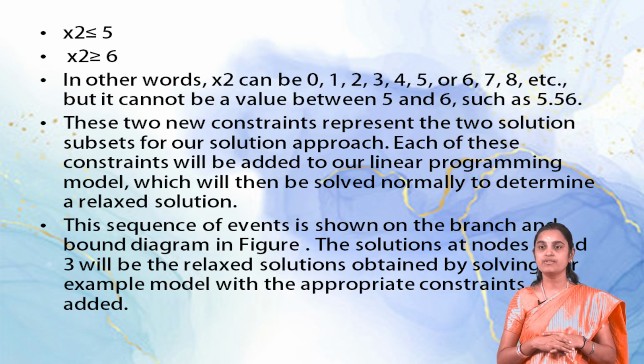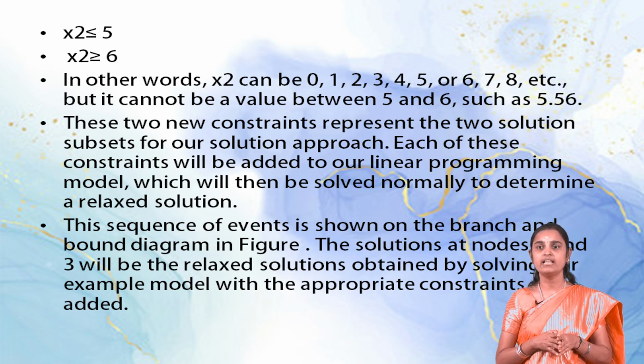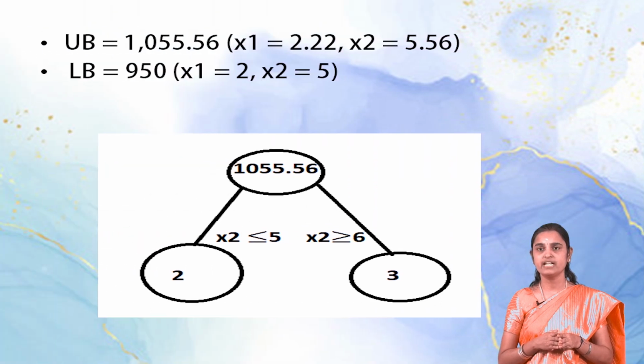Each of these constraints will be added to our linear programming model, which will then be resolved normally to determine a relaxed solution. This sequence of events is shown on the branch and bound diagram in the next figure. The solutions at nodes 2 and 3 will be relaxed solutions obtained by solving our example model with the appropriate constraint added. Now let's show it in a figure.